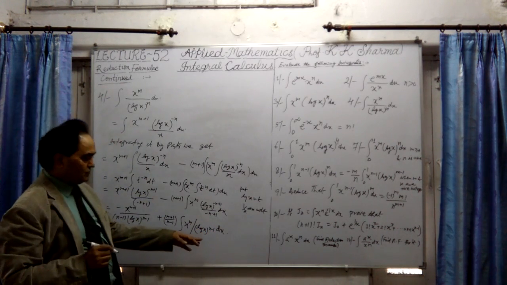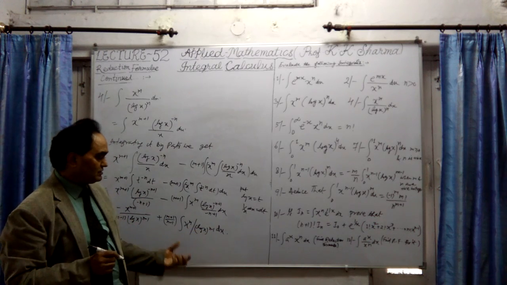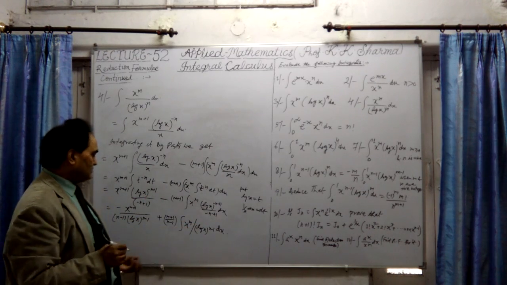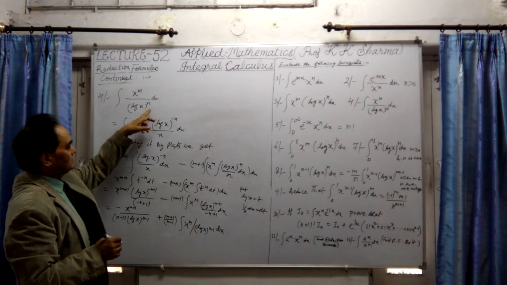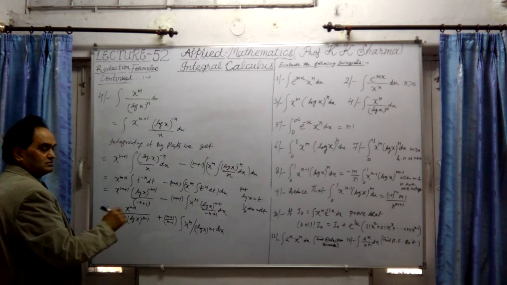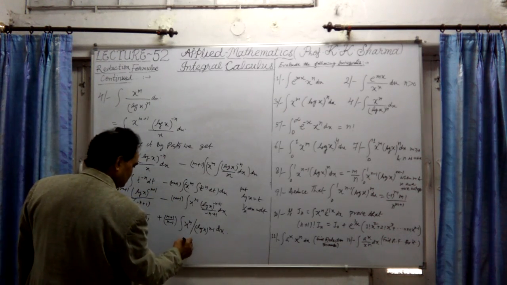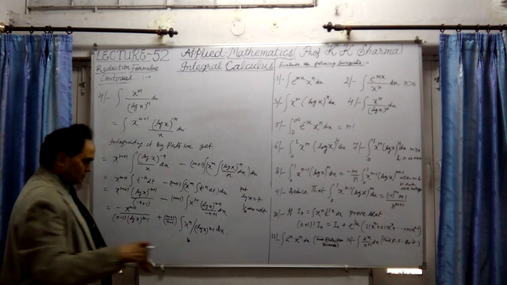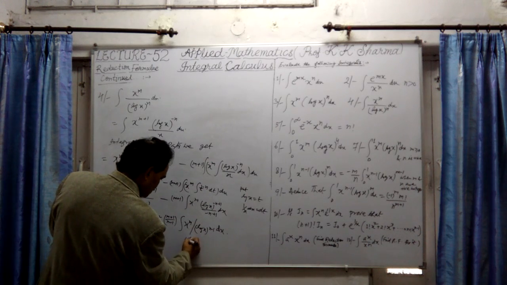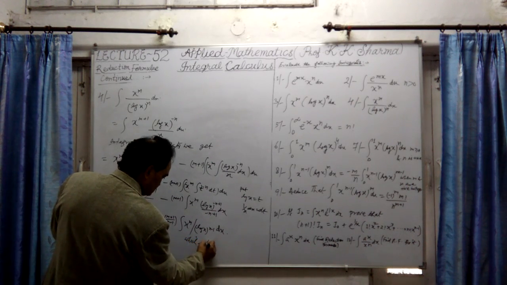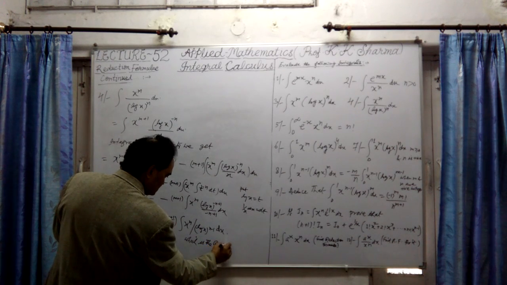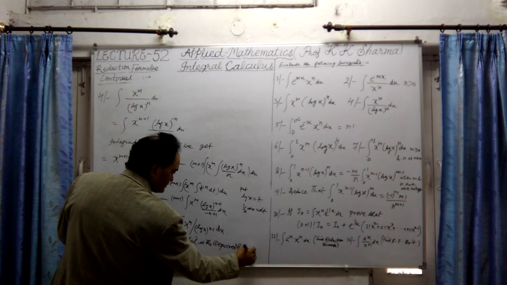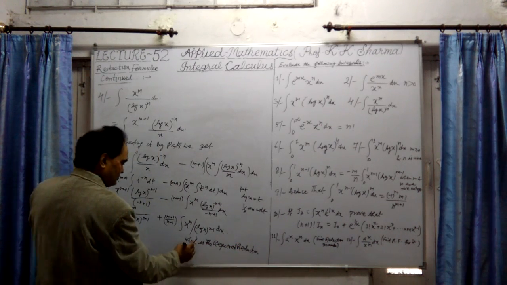This is a formula with n minus 1, because reduction is there. The power of log x has reduced from n to n minus 1 in the denominator. Because of that, this is the reduction formula, which is the required reduction formula.